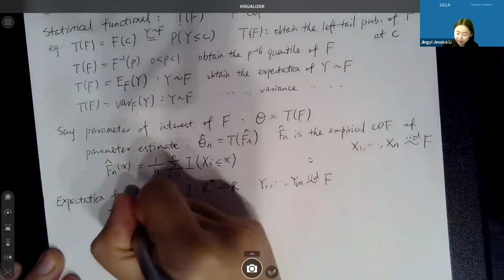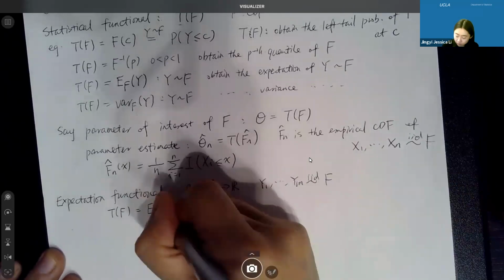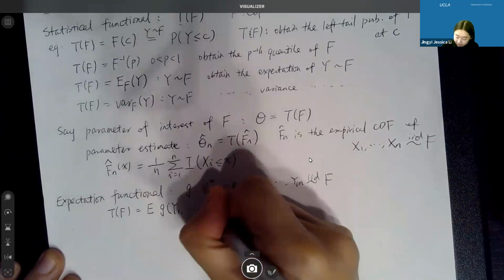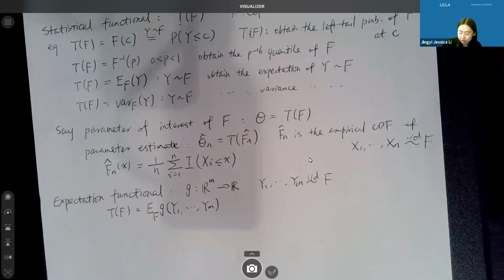T(F) is defined as the expectation of g(y1 to ym), and the expectation is taken over all the y1 to ym, and because they all follow distribution F, I keep the F here as a subscript of the expectation symbol. This way I can make sure it's a function of F, and F appears also on the right. Otherwise, it doesn't make any sense. So when I write it this way, I'm implying that y1 to ym are IID following F. That's what this notation implies.